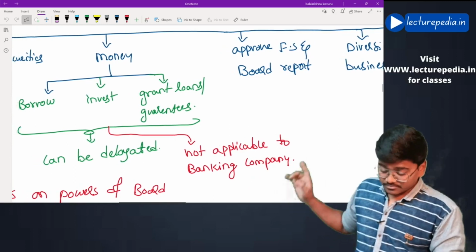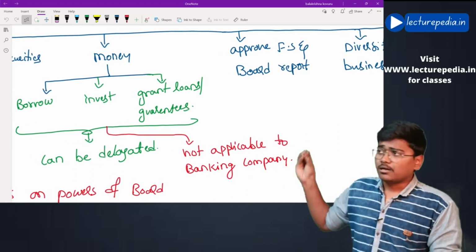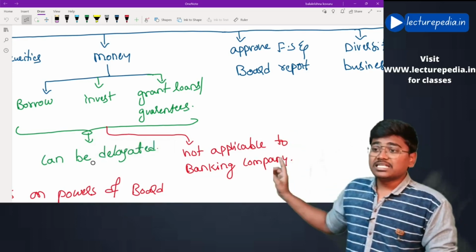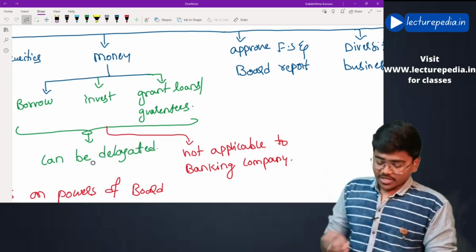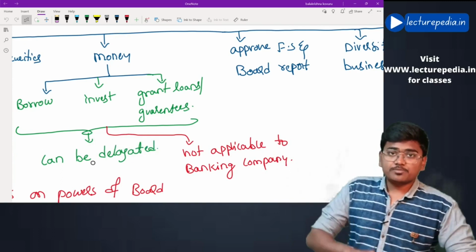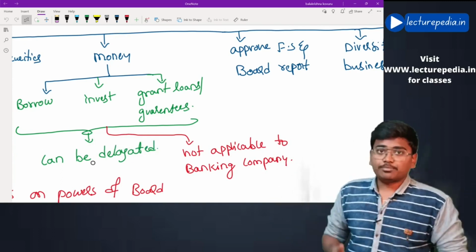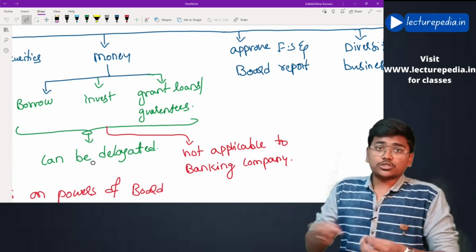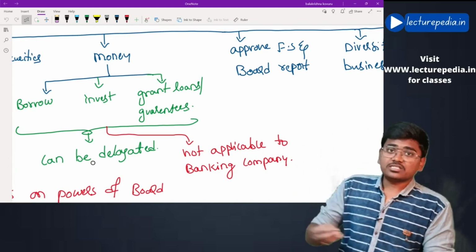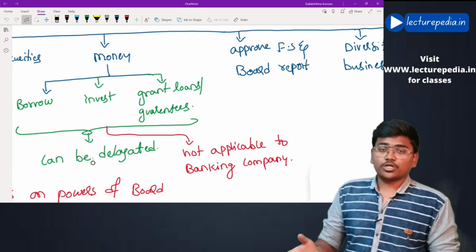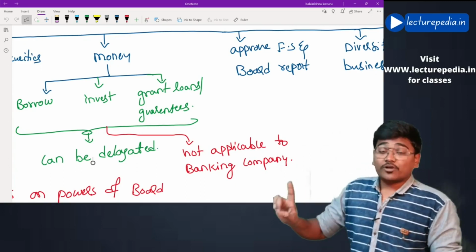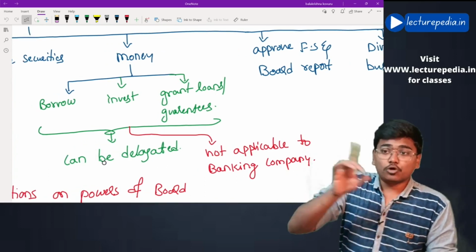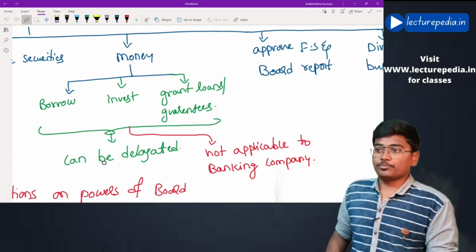And the approval for these 3 transactions is not required in the case of a banking company, because the nature of business of a banking company itself is to accept deposits and to give loans. If it went on taking approval for each such transaction from the board of directors, it is not possible. Thereby, for banking companies, exemption has been provided from taking board's approval for these 3 matters. Hope that is clear.